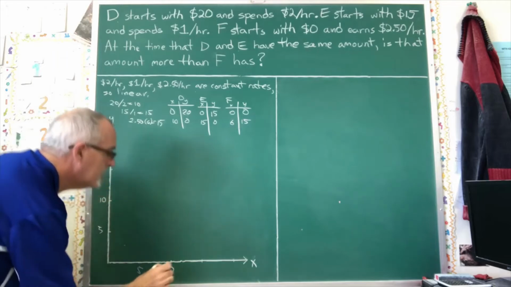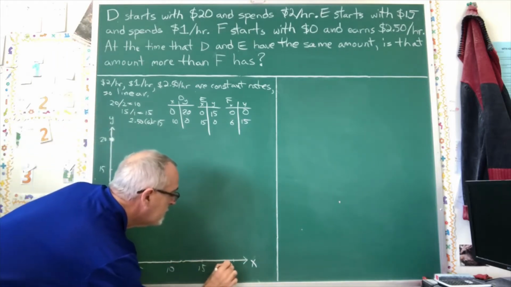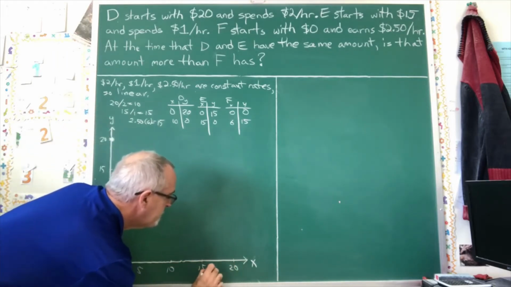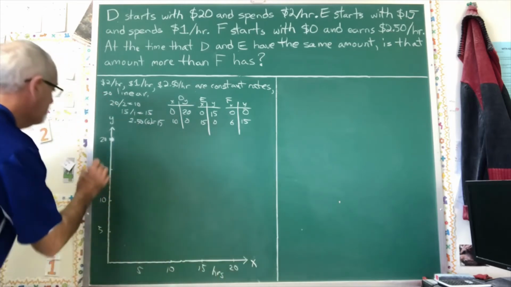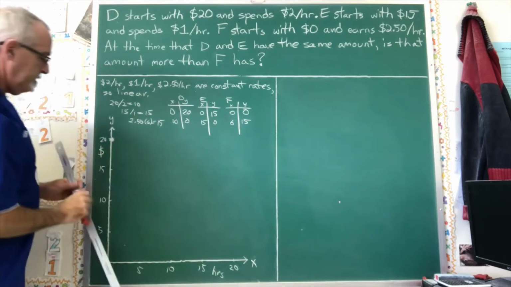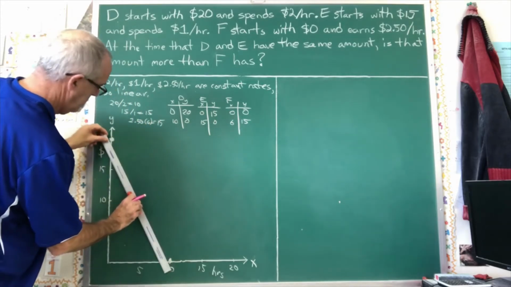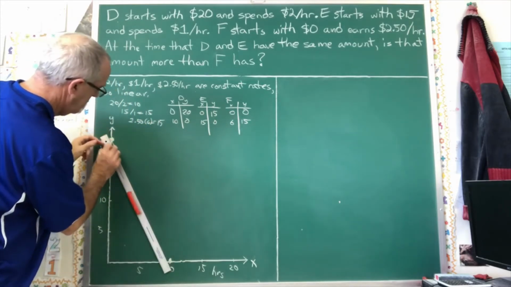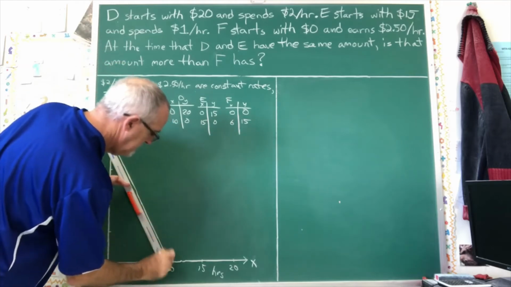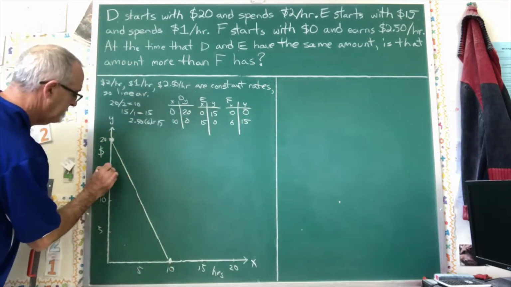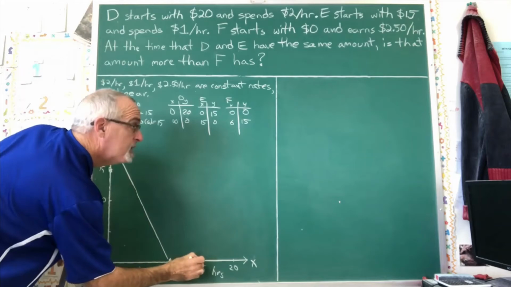For E, 15 divided by 1 is 15. It will take E 15 hours to run out of money. That tells me the x-intercepts for both of them. For F, I have to choose a number and plug it into the situation. And I chose 6 hours. 6 hours times the $2.50 per hour gives me 15. So I have the point (6, 15) for F.